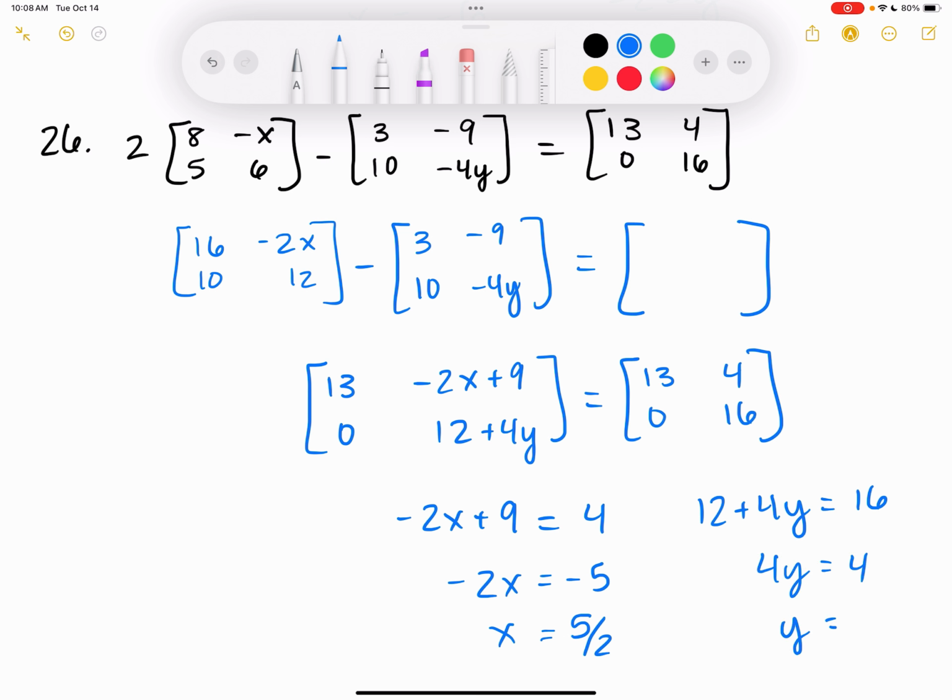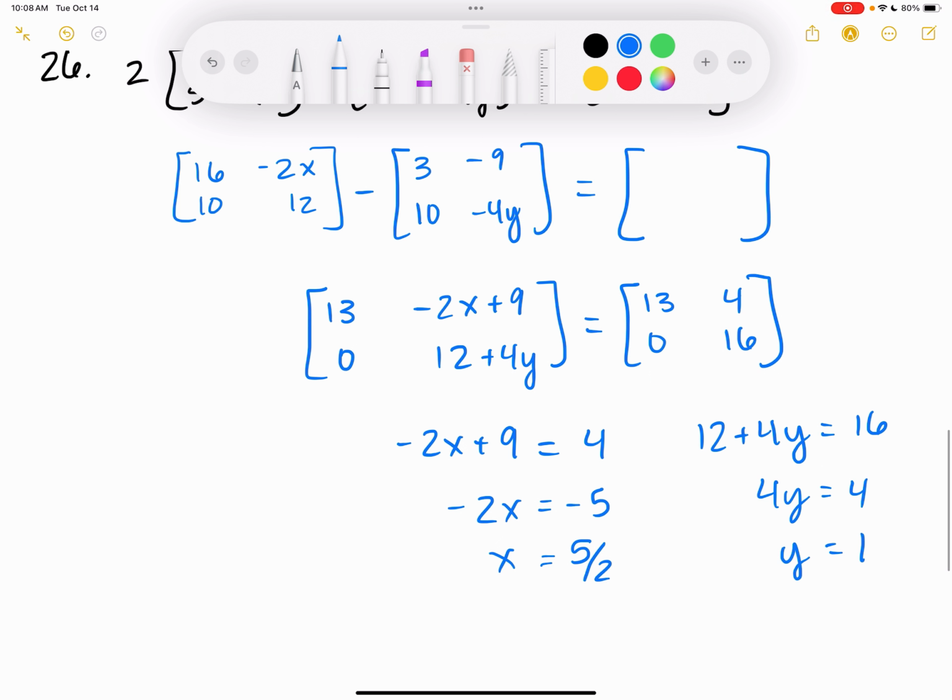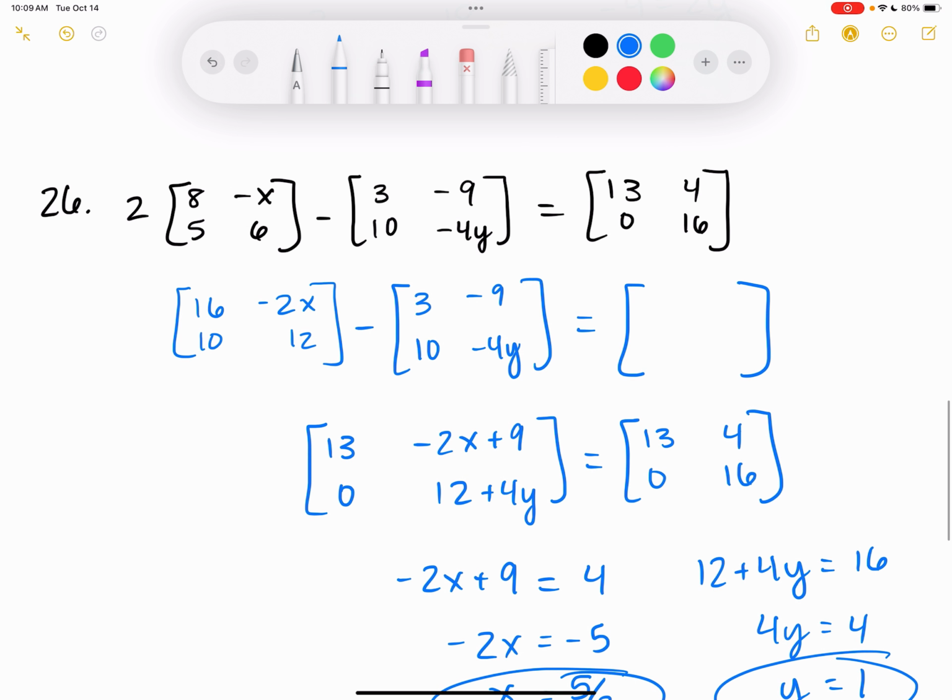Did you just leave it at that? Yep. All you're doing is solving for x and y. I would probably circle my answers. But you could plug these back in up here at the top to check it. And you could, at that point, use your calculator to check it if you were so inclined.